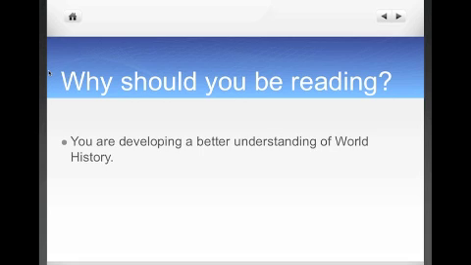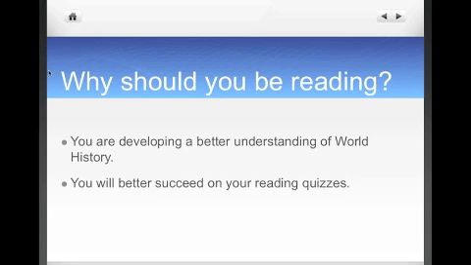So why should you be reading? It's a fair question. I'm sure you're saying, why do I need to read this 1,000-page boring book? Well, first of all, I don't think it's boring. But second of all, it will help you to develop a better understanding of world history. As I said before, the textbook is the basis for some of the things that we do. We certainly expand on it, but it will give you a basic understanding of what's gone on in world history.